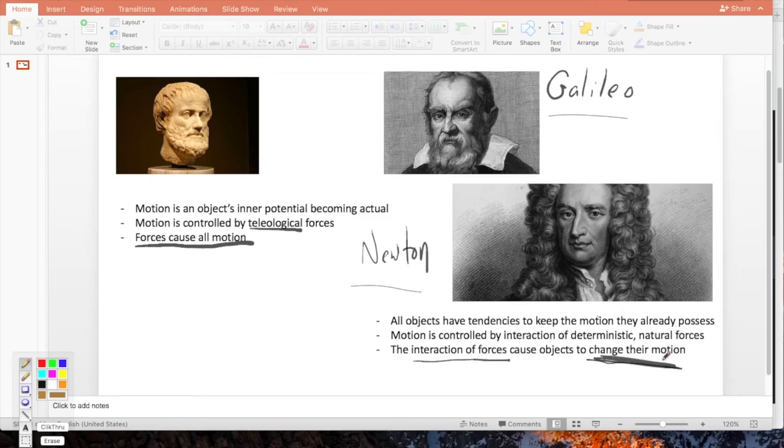So what causes that? Just because an object is moving, once again, if a ball is rolling on a table without any friction, just because that's moving doesn't mean there's a force acting on it. But when it changes its motion, when it speeds up or slows down, that is from the interaction of forces, and that's what we're going to talk about.